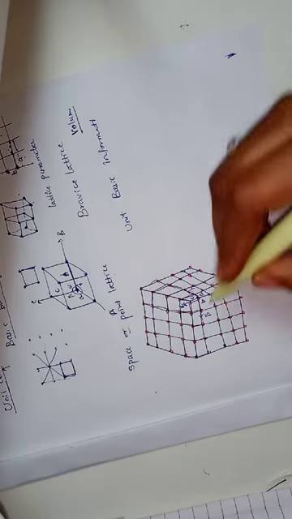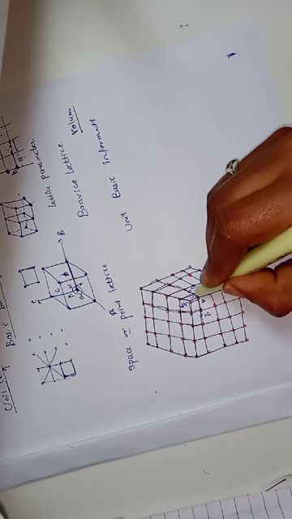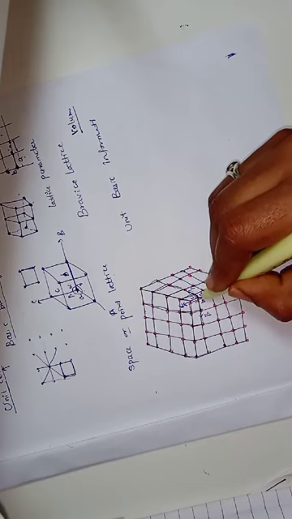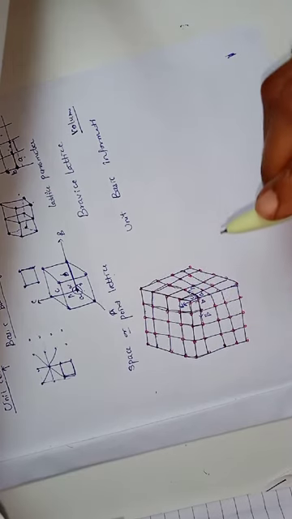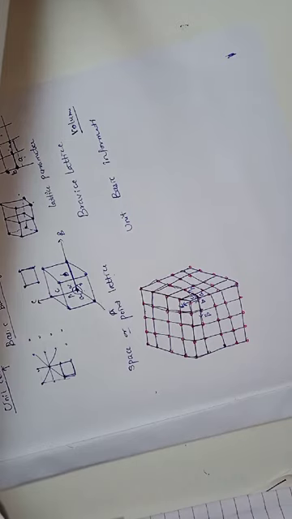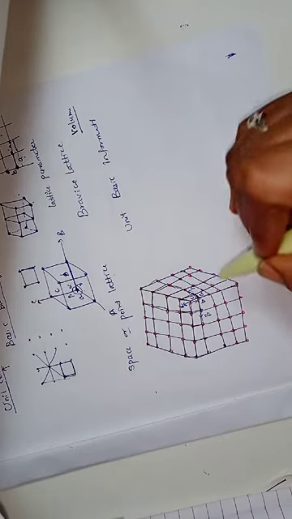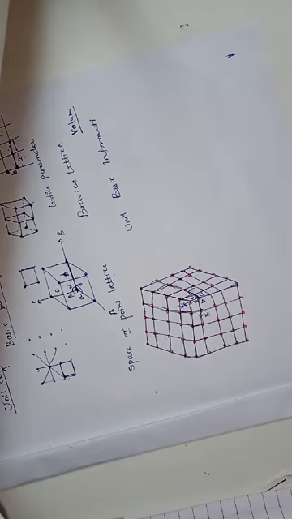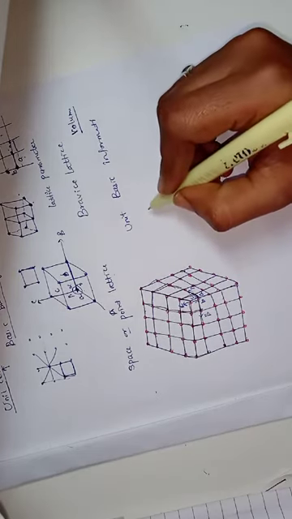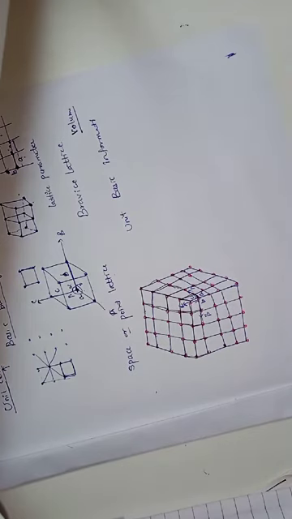Then alpha, beta, gamma. These are the lattice angles. The whole set is called the lattice parameters or lattice constants. The values of the lattice parameters vary for different lattices. These lattice parameters will differ for each lattice.